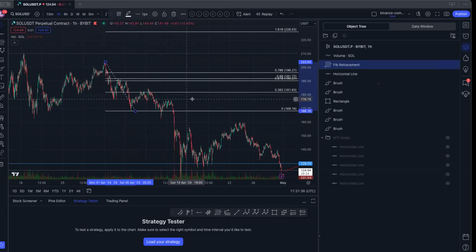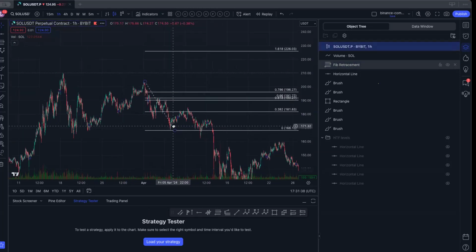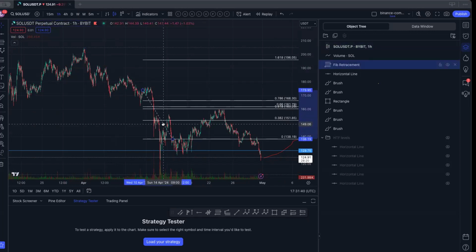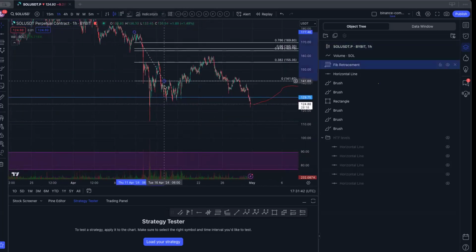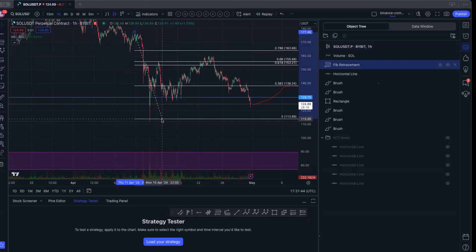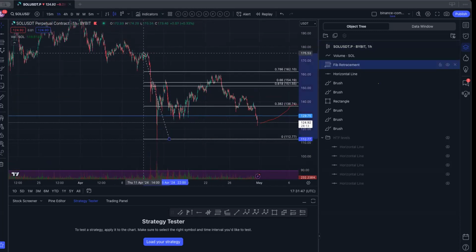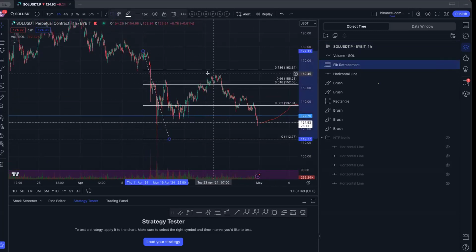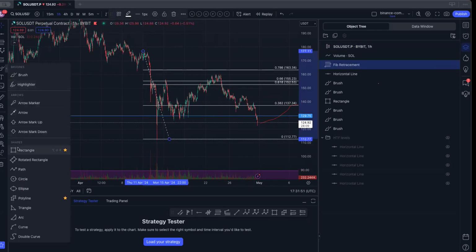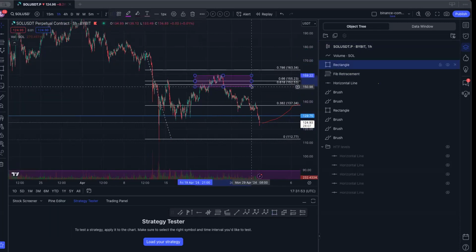Here it got rejected at 38.8. During this leg, what happens? It got the rejection around this level. Okay, 61.8 around this level.